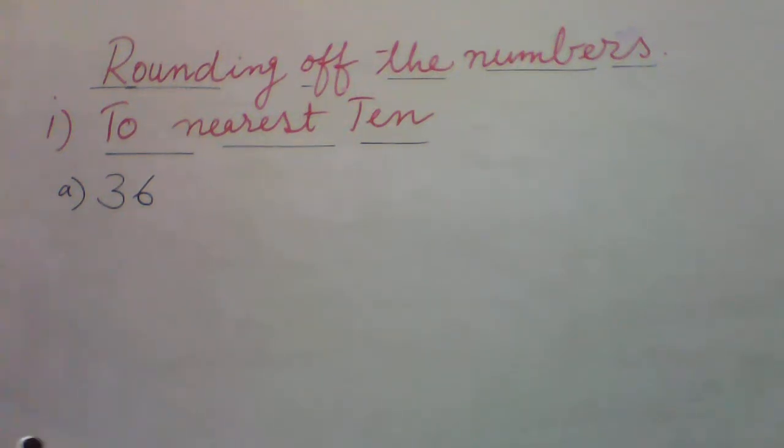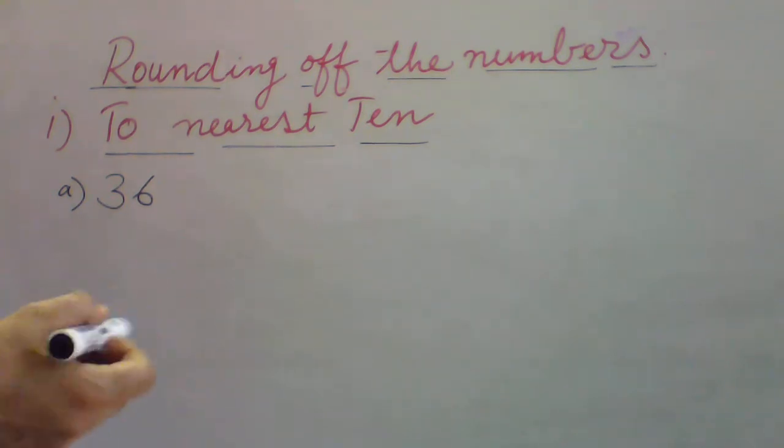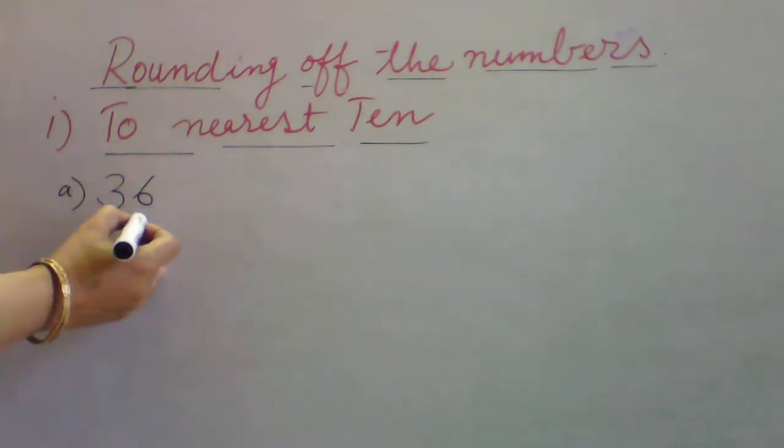Now children, in this video I am taking rounding of the numbers. So first of all I will take the rounding of the numbers to nearest 10. Here I am taking one example, that is 36. In 36 what we will do, we will check the digit that is present at ones place.